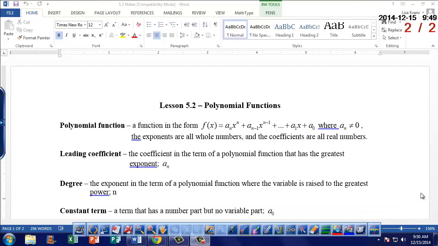Hello, today we're starting Unit F. We're actually on our second unit because we did one yesterday in class. This is lesson 5.2 talking about polynomial functions.